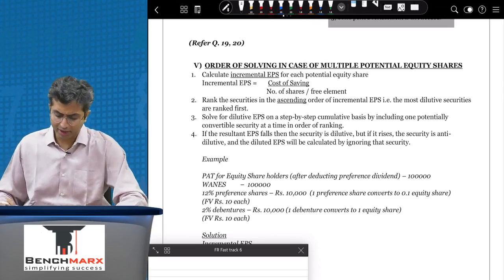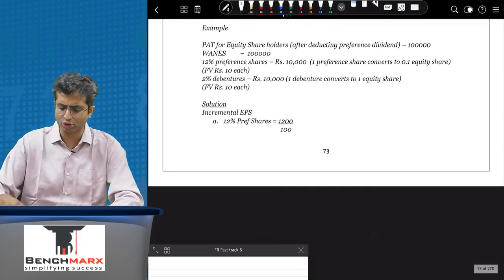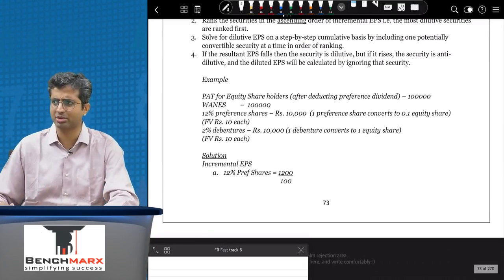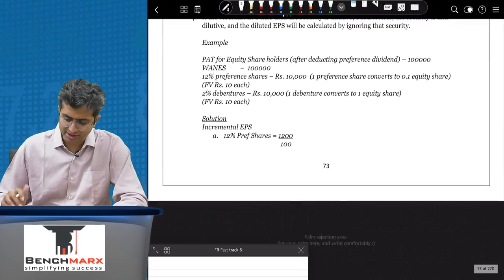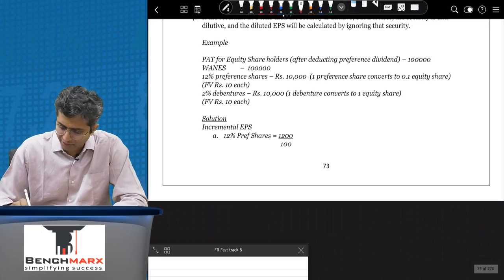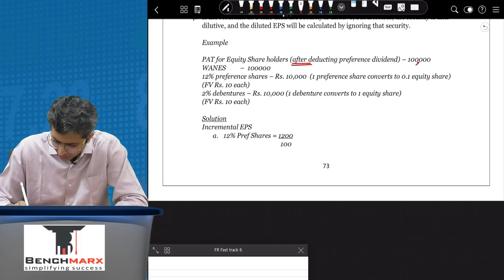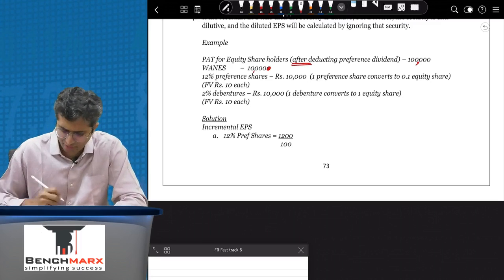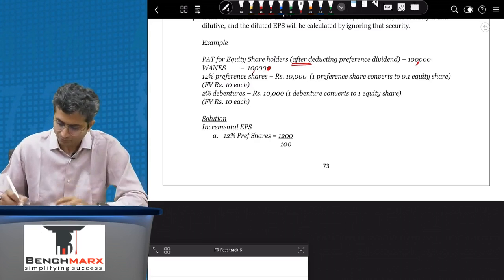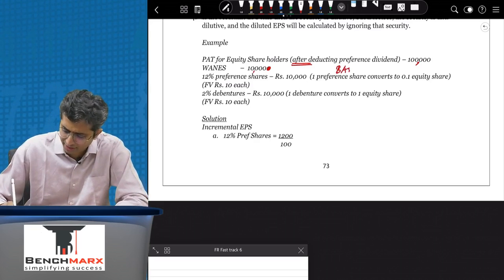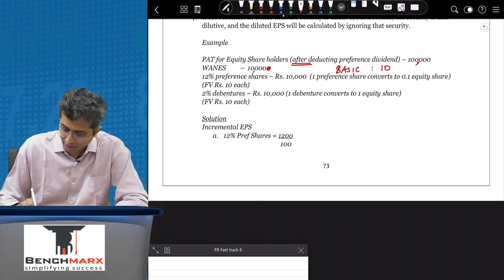diluted EPS. For example, we have on page number 73, before we even read the theory, I would want you to go through this example please on page number 73. Let us go through this example once. So we have the PAT for equity shareholders after deducting the preference dividend is 1 lakh rupees. The WANS, that is weighted average number of equity shares, is 10,000. Remove an extra zero over here, it is 10,000, which means the basic EPS, if you go to see, is rupees 10. Okay, there are 12% preference shares of rupees 10,000.